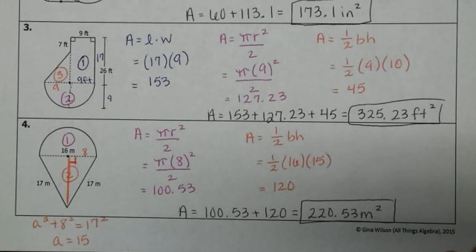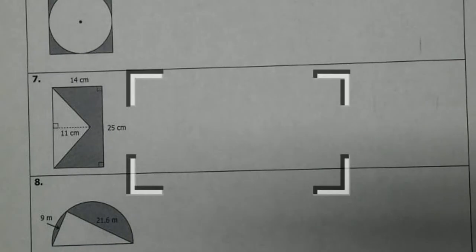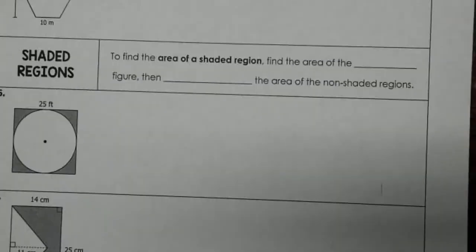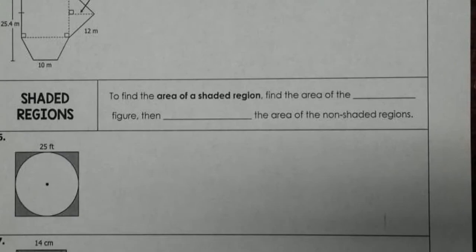Okay, make sure you have that written. We're going to go on to the next page. Flip it over. I'm going to let you attempt number 5 on your own. We're going to talk about shaded regions next.